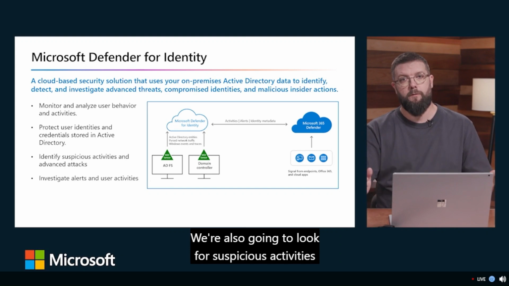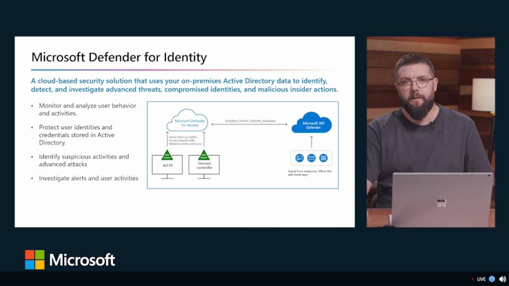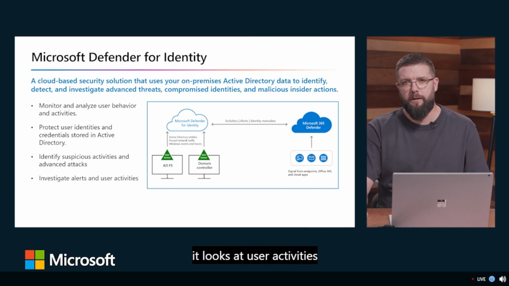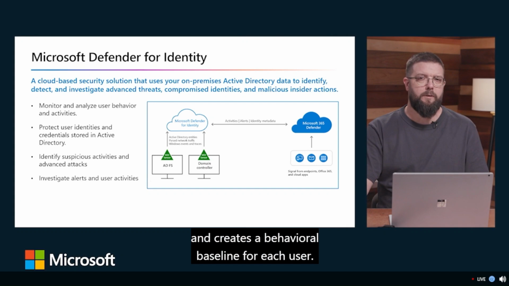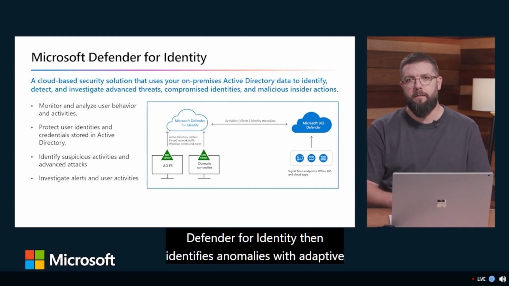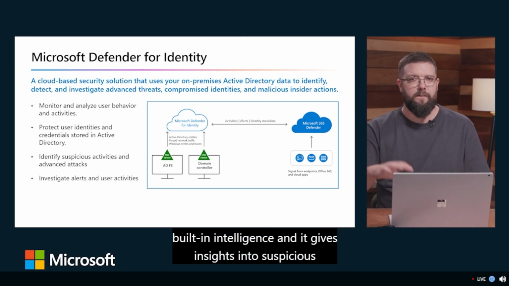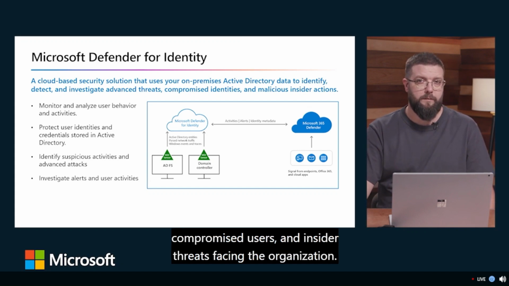And we're also going to look for suspicious activities and advanced attacks from the cyber attack kill chain. So what do we mean by monitoring profile user behavior and activities? Well, it looks at user activities and information across your network, including permissions, group membership, and creates a behavioral baseline for each user. So Defender for Identity then identifies anomalies with adaptive built-in intelligence, and it gives insights into suspicious activities and events, revealing advanced threats, compromised users, and insider threats facing the organization.